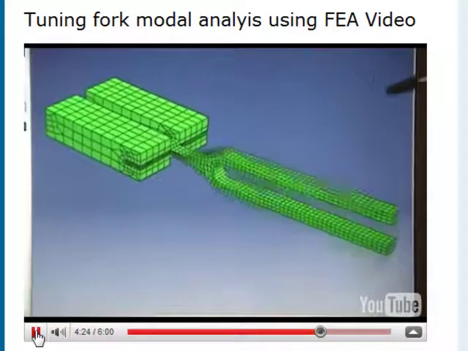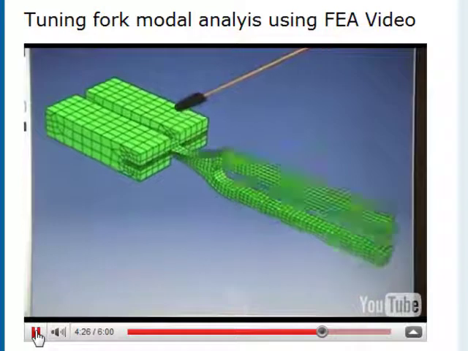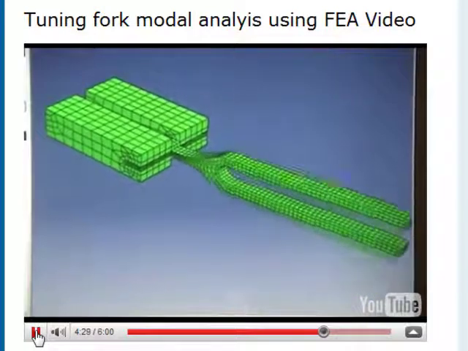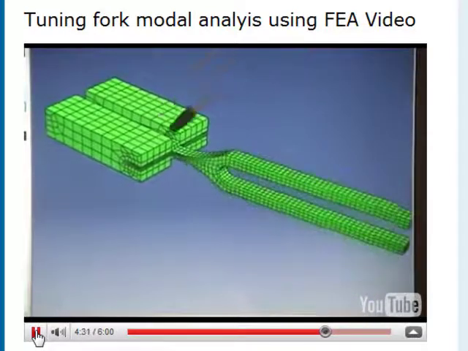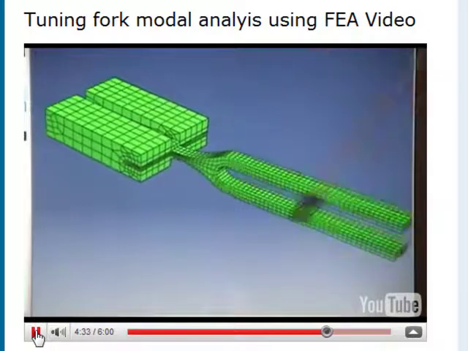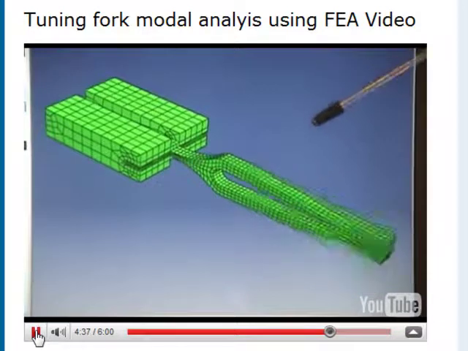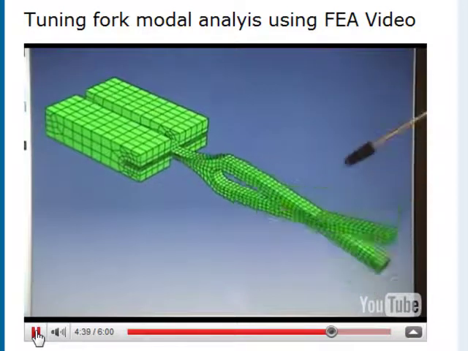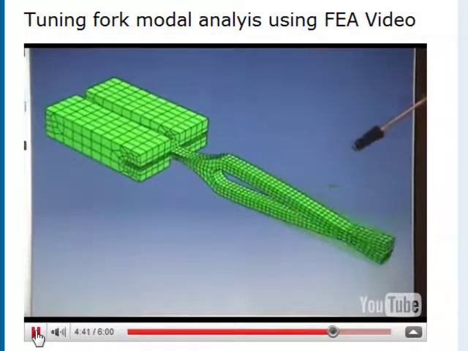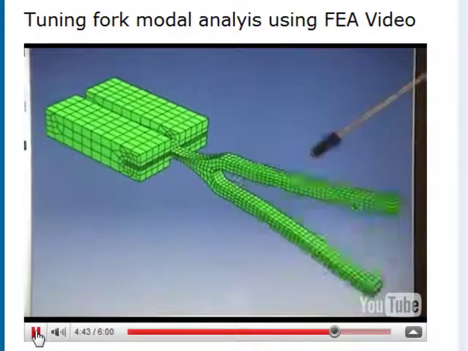This is the first mode of vibration, which is due mostly to the support. This is the second mode, also due to vibration of the support, allowing out-of-plane motion of the fork. This is the third mode, which corresponds to the first balanced vibrational mode of the fork. This is the same mode we saw in the unconstrained simulation before.